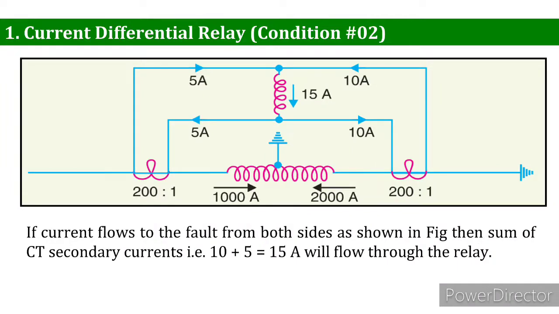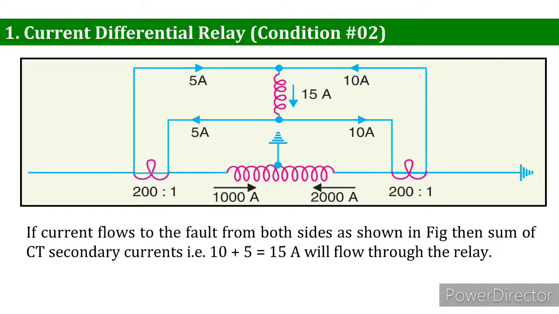This condition is different from the previous one, condition number 1, because in this condition the current is flowing to the fault from both sides. So the sum of the CT secondary currents, we have to add them, so it will become 10 plus 15. Now, this 10 plus 15 we added, and so our difference becomes 15 ampere.